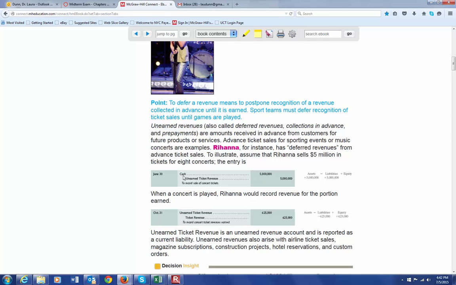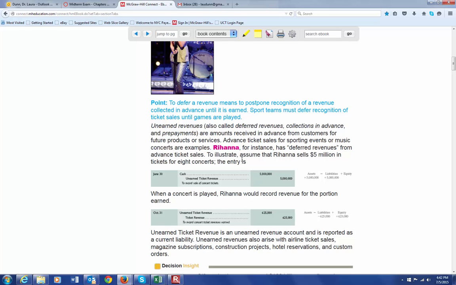So they received $5 million for tickets, but these concerts have not taken place yet. So they haven't really earned that money yet. So an account called unearned ticket revenue is a liability account, not a revenue account yet, because they haven't actually earned the money. It's a liability account. They owe this, meaning that they owe the services to actually be able to hold on to this cash. So the unearned ticket revenue is credited for $5 million.